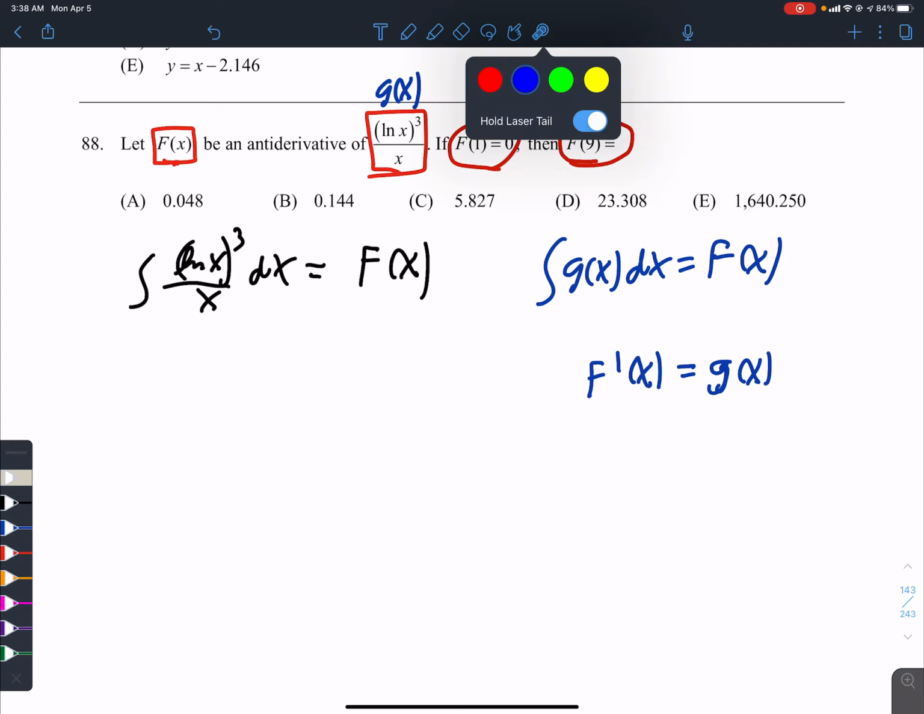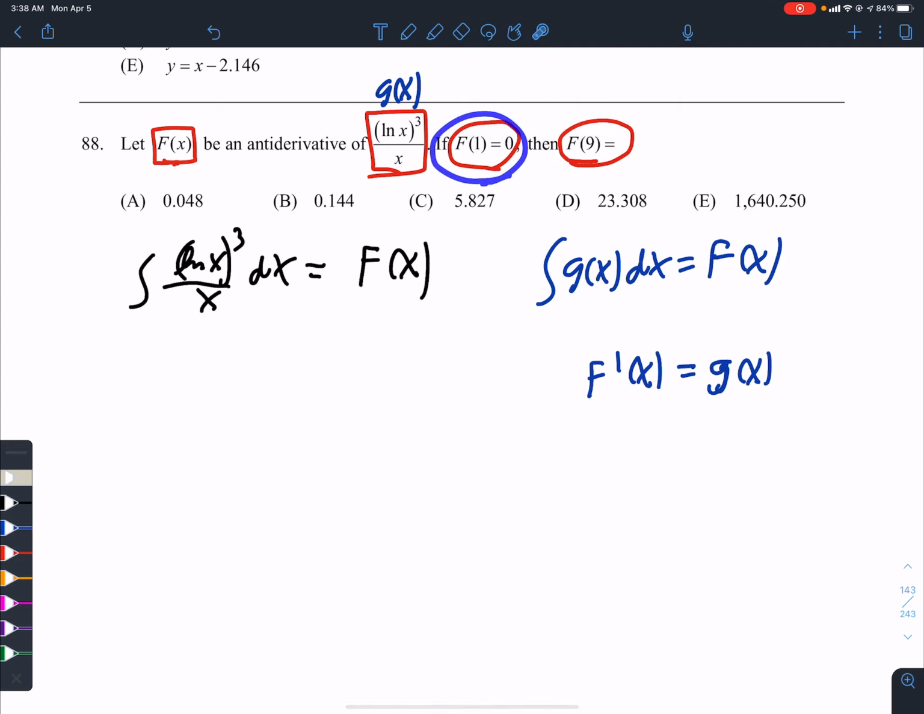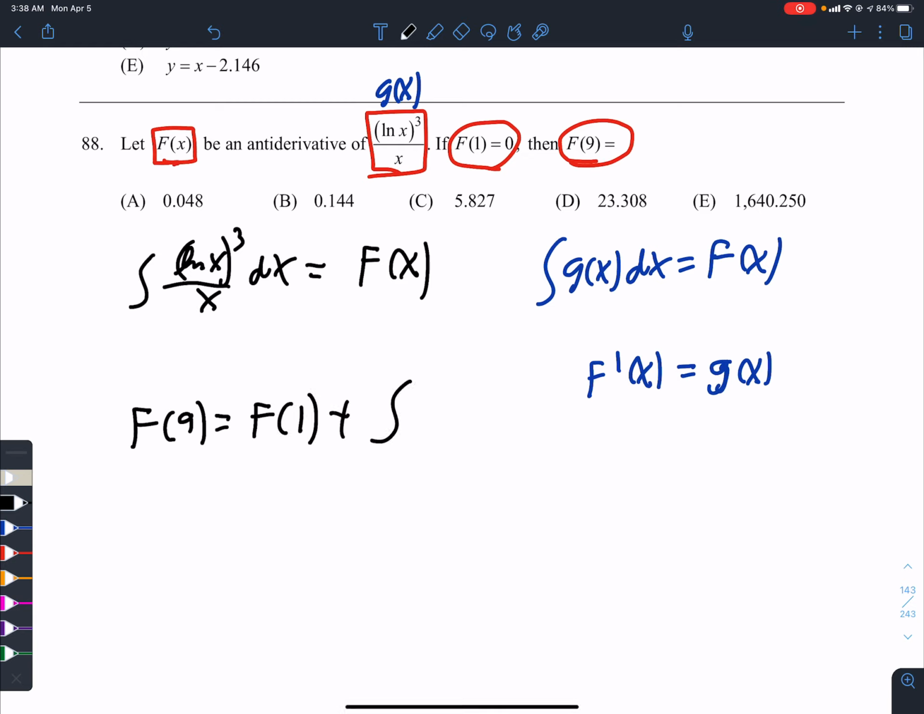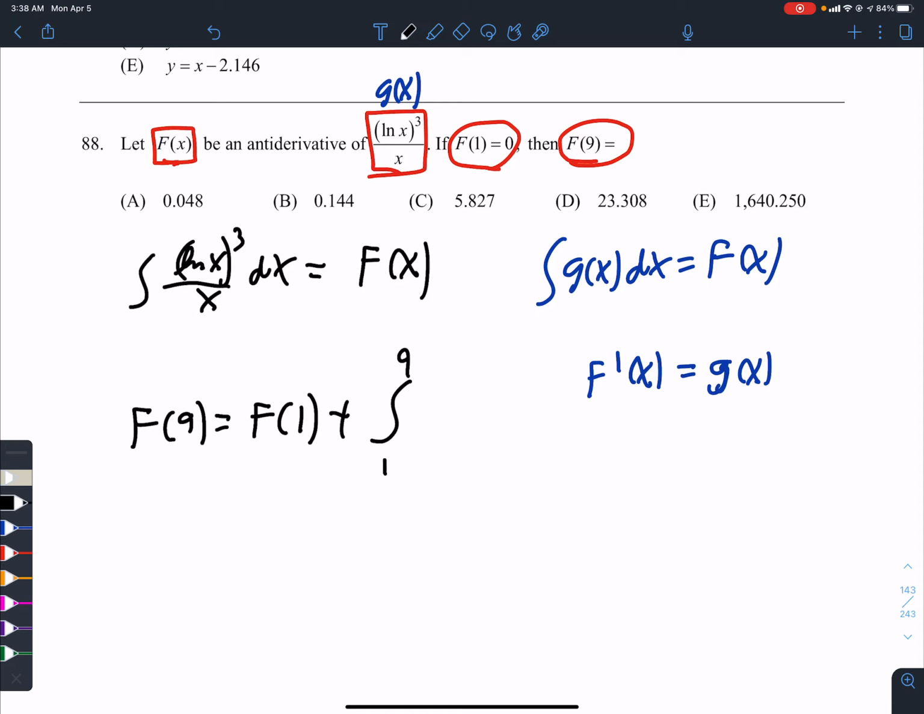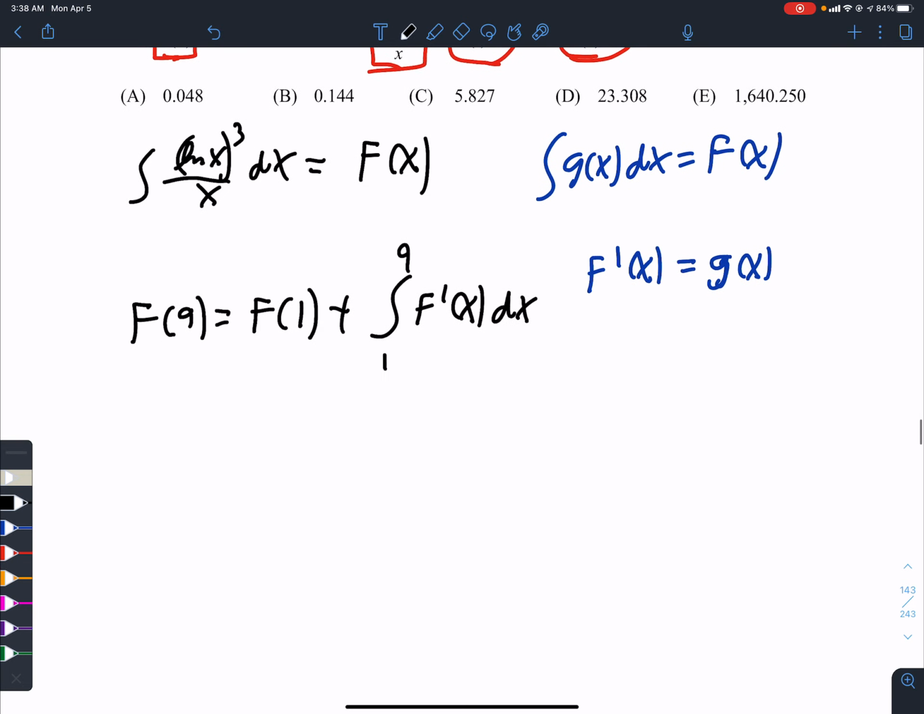Okay, so you have the value at one point. You want the value of another. If you can get the change of f, you get the answer. So f of 9 equals the starting value of f plus the change of f from 1 to 9. So you know the value of f at 1, and if you can figure out how much it changes from 1 to 9, that gives you the value at 9. So you'd have to integrate f prime of x dx to get the change in f.